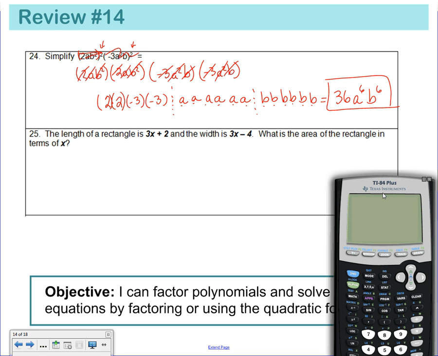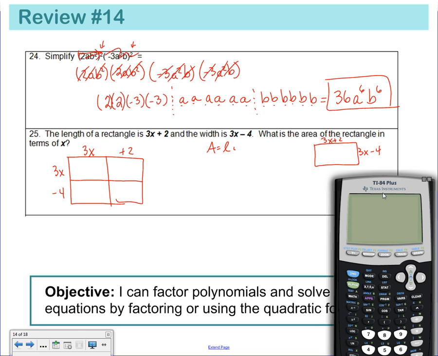Okay, the length of a rectangle is 3x plus 2. The width is 3x minus 4. We need the area of that rectangle. So let's write 3x across the top plus 2. And then the width is 3x minus 4. Let me draw another picture so you know why I drew that box. If I drew a rectangle and had a length of 3x plus 2 and a width of 3x minus 4, it says it wants the area.